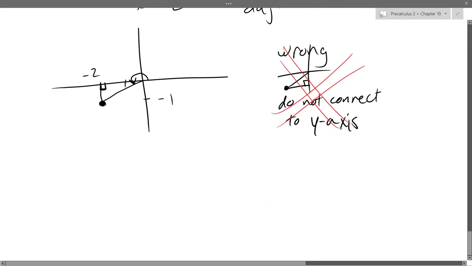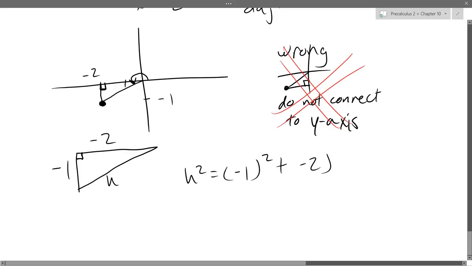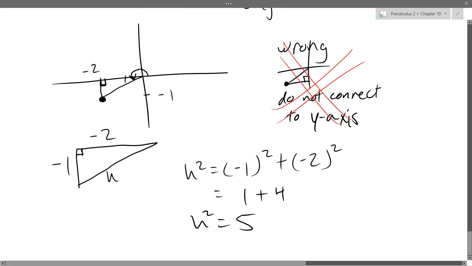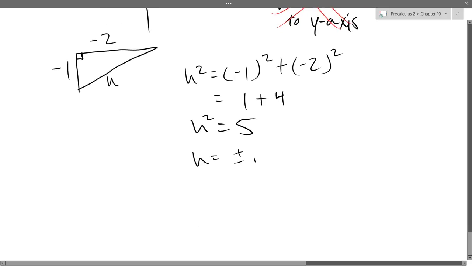So we have our triangle here. Let's just redraw it a little bit nicer. We got negative 2, negative 1. How do I get the third side? Pythagorean theorem. So I'll use h for hypotenuse. H squared equals negative 1 squared plus negative 2 squared. Make sure your negative squared turns positive. Negative 2 squared is positive 4. So h squared equals 5. H equals plus or minus square root 5. Your hypotenuse is always positive. Hypotenuse is always positive.